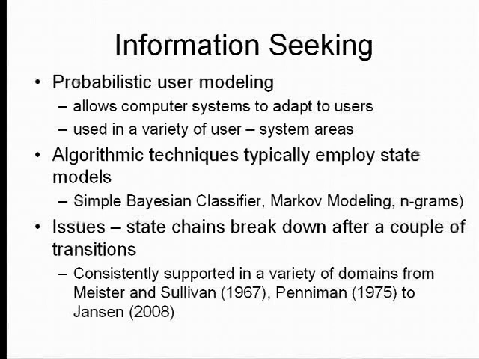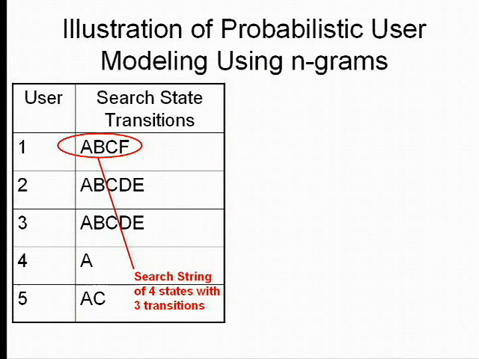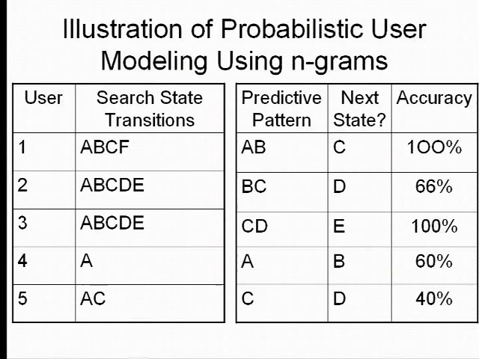So let me give you an example. Let's say you can record user interactions, and we have five users here, and we record a state sequence. Each of these letters, A through F, represents a particular state. If you look at an entire transition of a user-system interaction, we have a search string, for example, with four states, three transitions. With the n-gram approach, you can say, based on these two states, what's the probability that I can predict the user is going to go to the next state? Based on the data we have, on different orders of states, we can come up with different degrees of accuracy in how efficiently our modeling works.